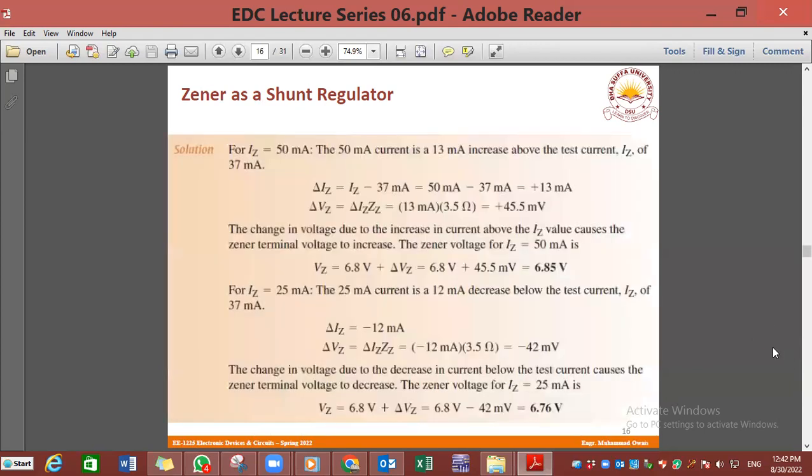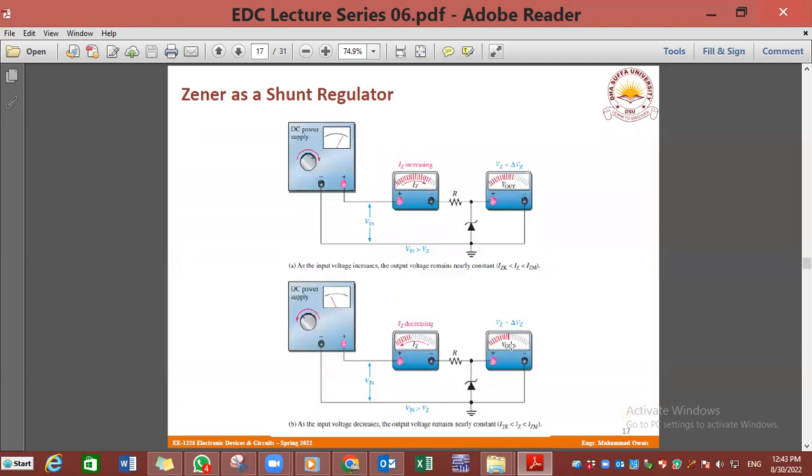In this context, see how much the current changes when the diode is operated at 50 milliamperes. 50 milliamperes minus 37 gives an increase of 13 milliamperes. Multiplied by the ZZ value of 3.5, it comes out to 45.5 millivolts. The Zener was 6.8 volts, and it experiences a 45.5 millivolt change, so it becomes the addition of both, about 6.85.